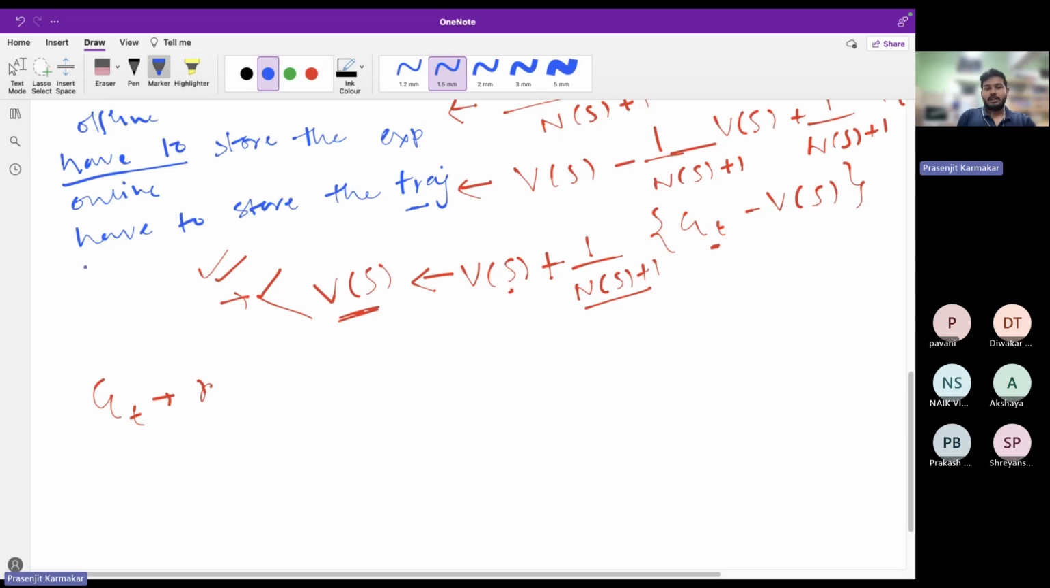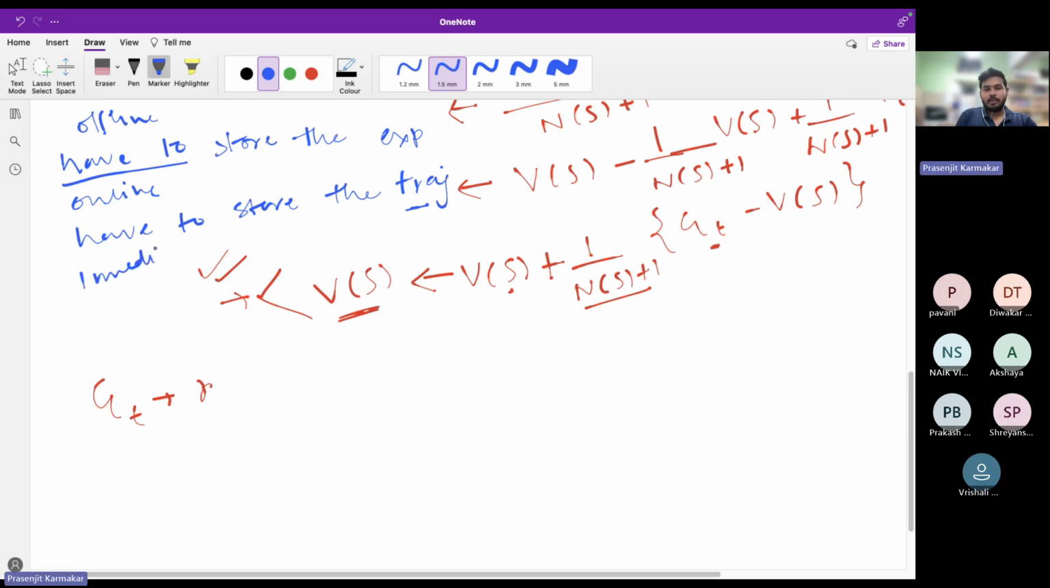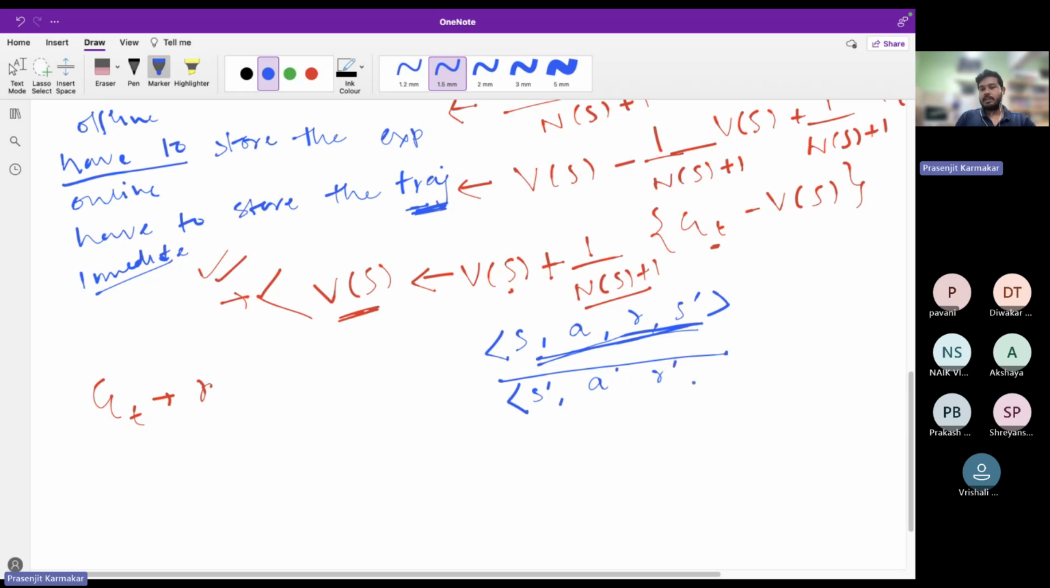So the next update that comes is the immediate update. We have to update the value function as soon as I see the transition S, A, R, S prime. In that case, I don't have to even store the trajectory. I can directly update my value after seeing a transition. After seeing the next transition, let's say S prime, A prime, R prime, S double prime, I would do another update and just forget the previous one. I just update this and again forget, then do the next update. This is called immediate updates.